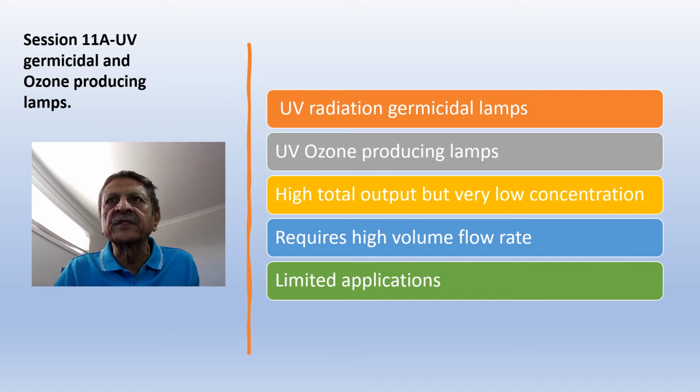Both these lamps, in terms of output, in the case of UV radiation lamps, it depends on their voltage output or wattage output and the strength of the radiation. In UV ozone producing lamps, it also depends on the strength of the radiation as well as the input of air or oxygen and the output.